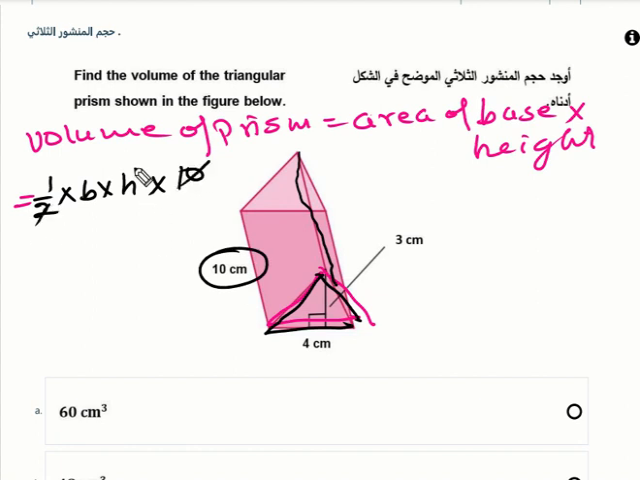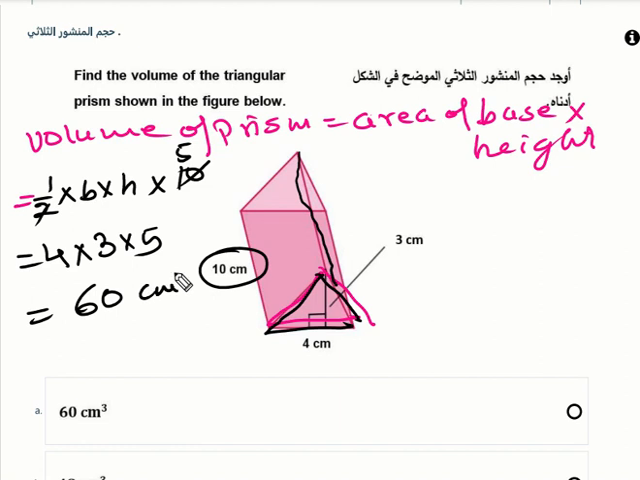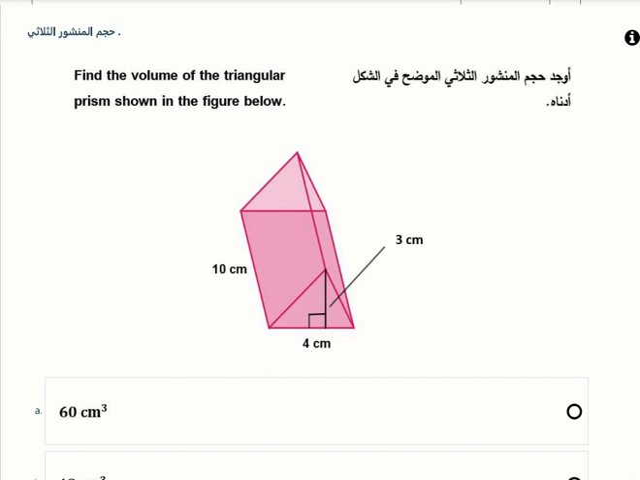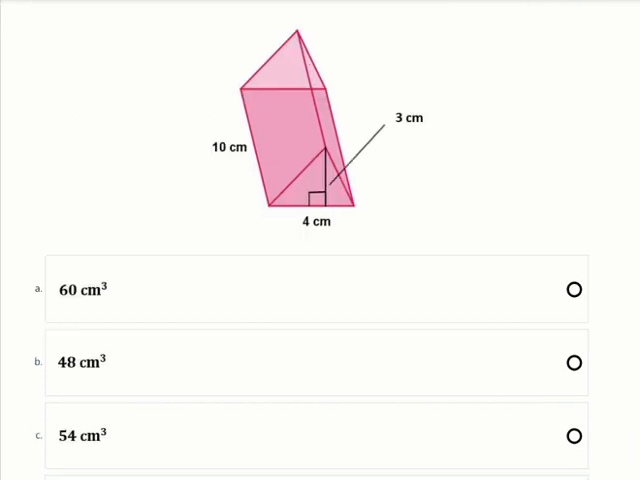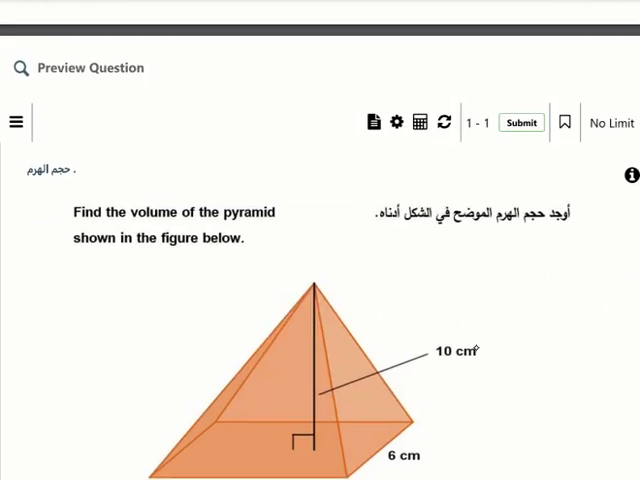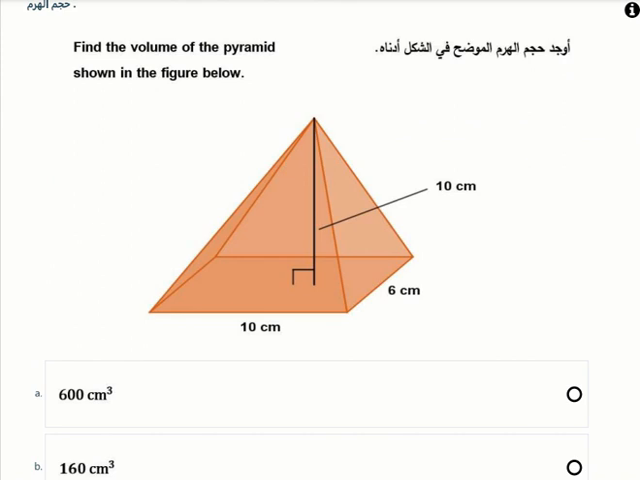So 10 divided by 2 is 5. Base is 4, height of the triangle is 3, times 5. 4 times 3 is 12, 12 times 5 is 60 centimeter cube. Okay, like this you can do this question. Now similarly, find the volume of the pyramid.